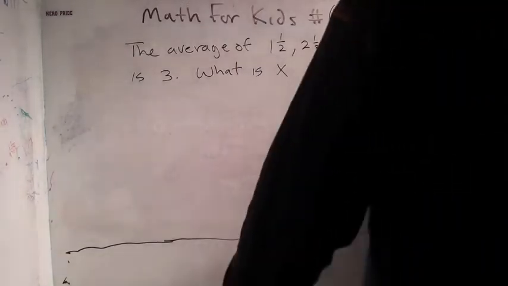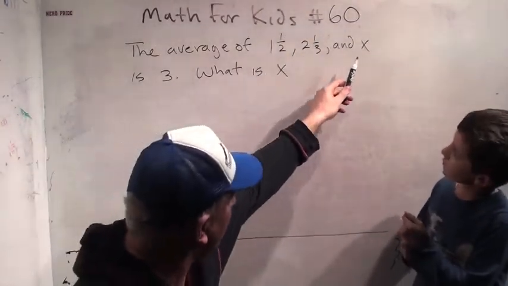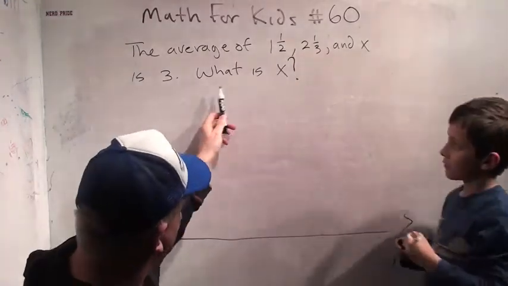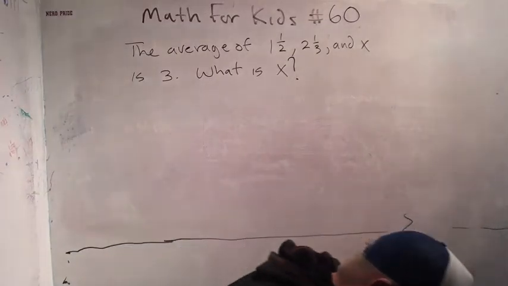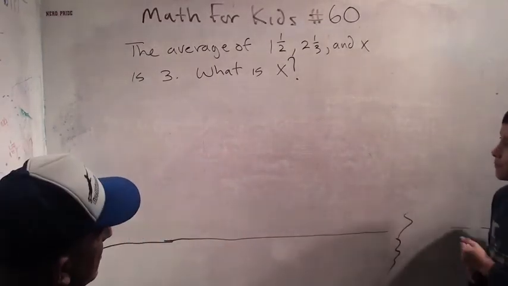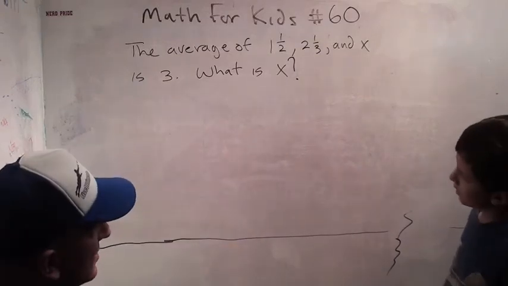Okay, here's the next problem. The average of 1.5, 2 1/3, and x is 3. What is x? I forgot a punctuation mark both times. I'm sorry about that. The average of 1.5, 2 1/3, and x is 3. What is x? This is an interesting average problem.